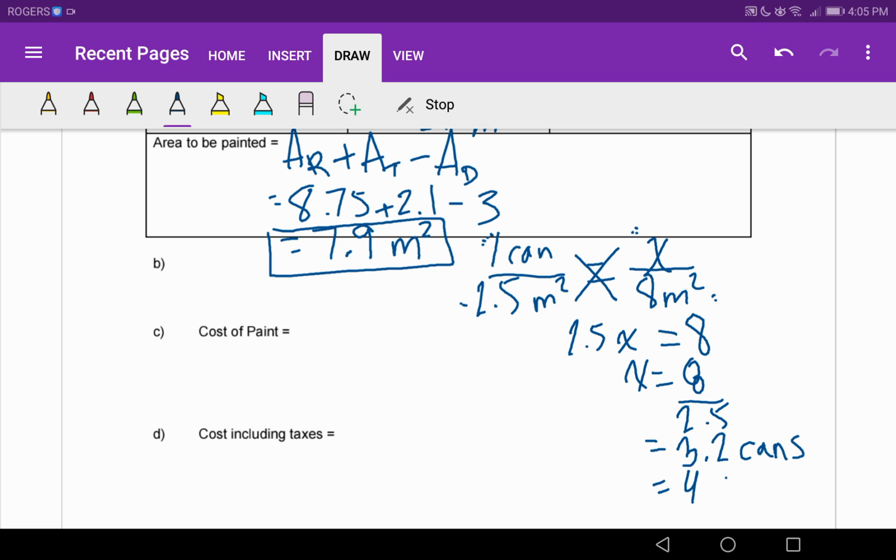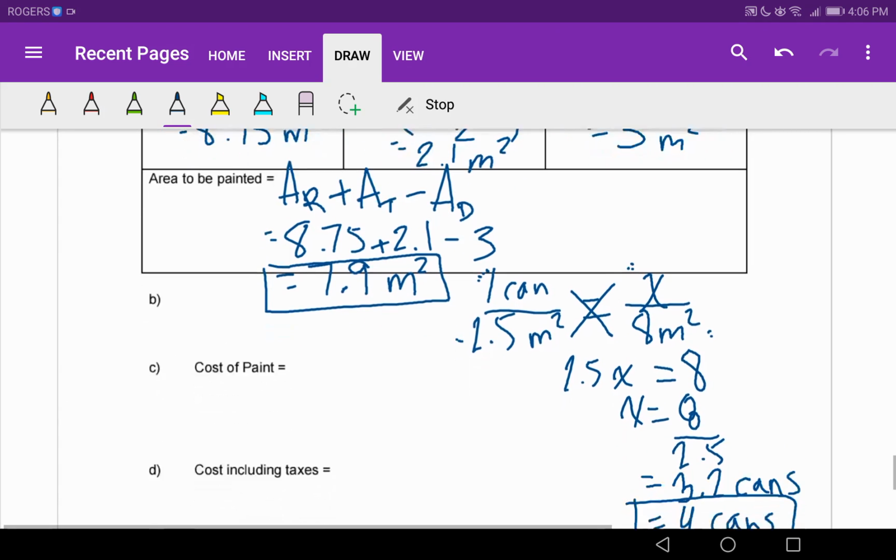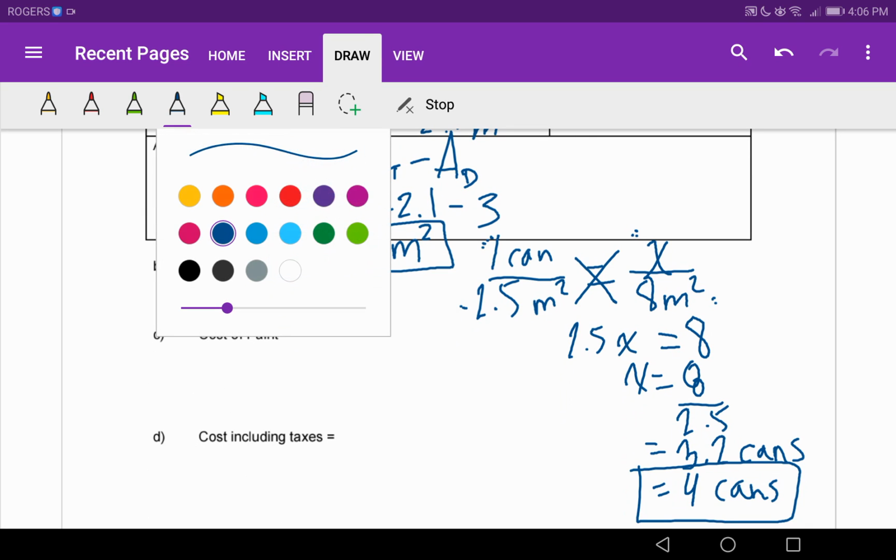4 cans realistically, right? You can't ask for 0.12 or 0.2 cans when you go to the paint store. You need to just buy another can. Maybe if they offer a smaller can, you can buy one smaller can, but we need to buy 4 cans. 4 cans. Now, did you have to do all this work in order to come up with this answer? The answer is no. All right.